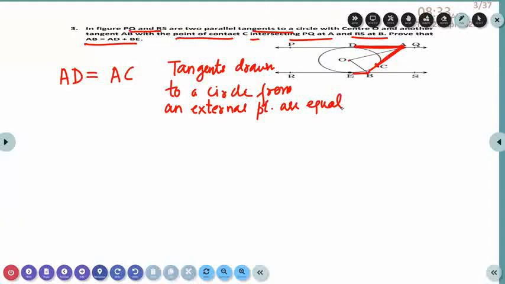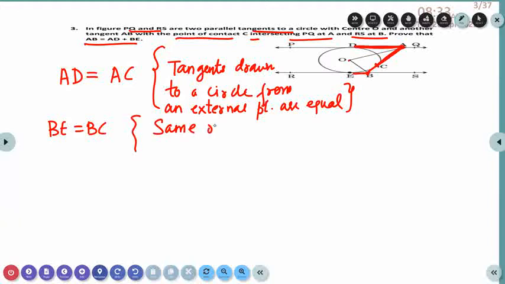Similarly, if we take the external point as B, then these two tangents BE and BC will also be equal. On similar reasons, we can say that BE is equal to BC, as tangents drawn from an external point are equal. So we have got two equations: AD equals AC and BE equals BC.